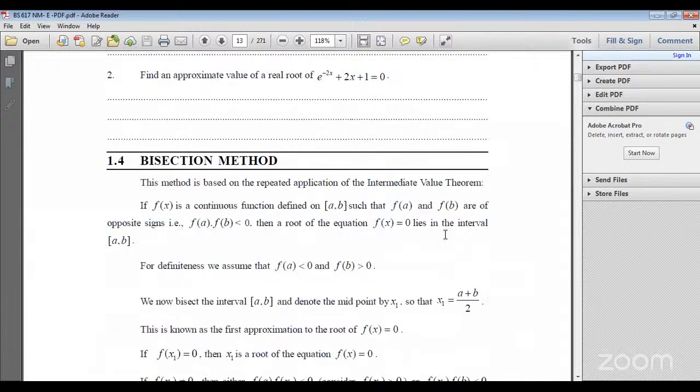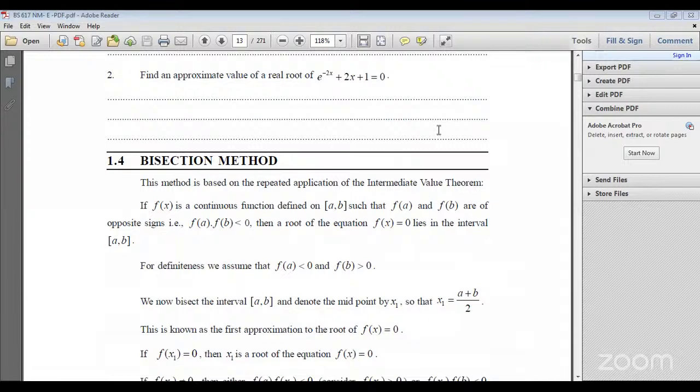Bisection method. The method is based on the application of the intermediate value theorem. So f of x is a continuous function defined on a comma b such that f of a and f of b have opposite signs. F of a into f of b less than 0, so the root of f of x equal to 0 lies in the interval a comma b.